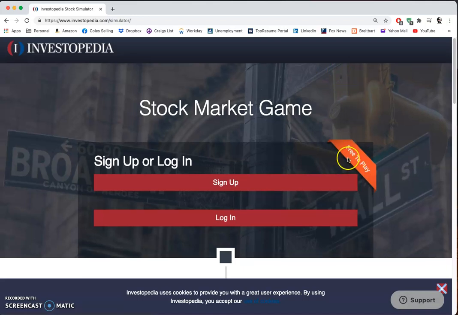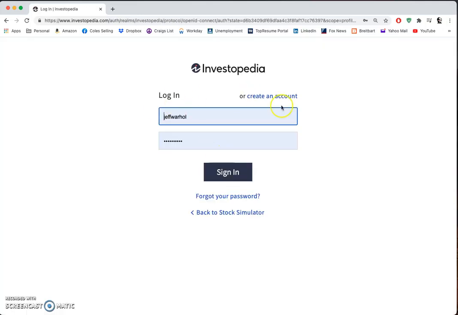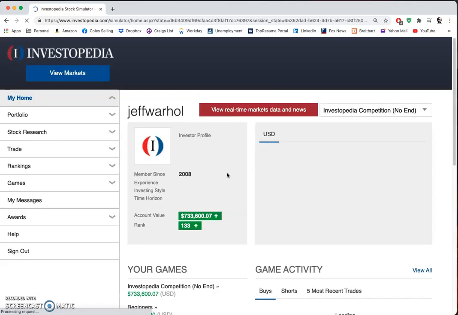Free to play. Sign up or log in. You would just sign up here. Type in your username and password or create an account. Click on create an account. It's not going to ask you for any money. You don't have to put a credit card in. This is a game, so you don't have to do anything more than just sign up for it. I'm going to log in using my name and password, and it will take us back to the page that you saw before.